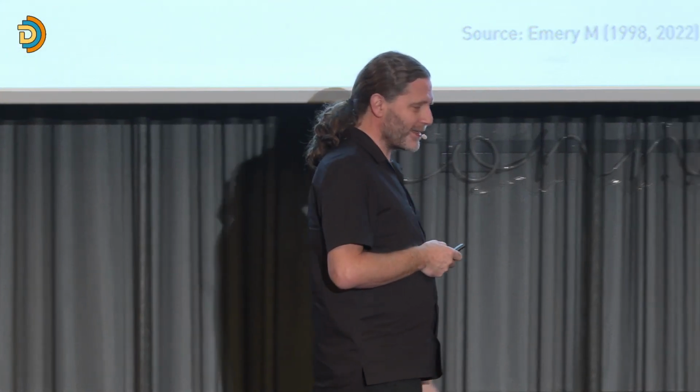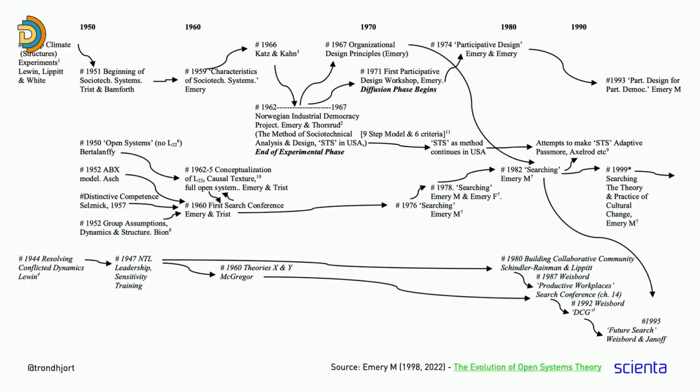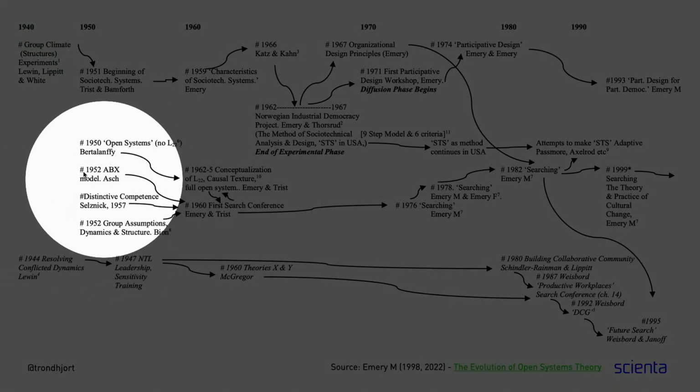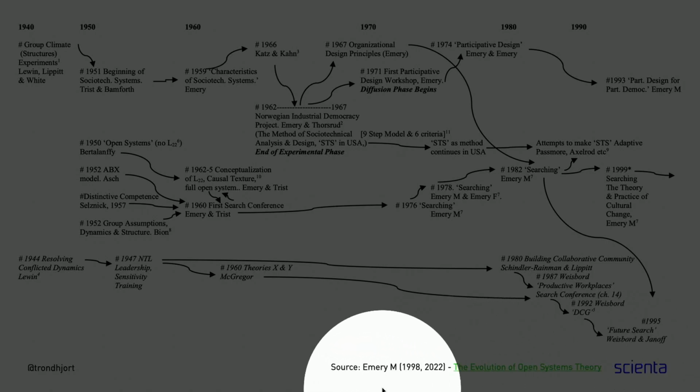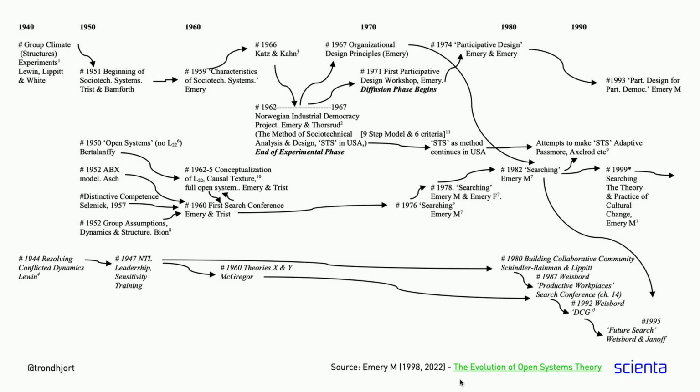So we're going to follow this map. A lot of this talk is taken from this map, from this paper by Merrelyn Emery, called the Evolution of Open System Theory. So we're going to go back in history and see what sort of things underpin what became open system theory. We're not going to go through everything. I just want to highlight firstly that we're going to focus on the top one.